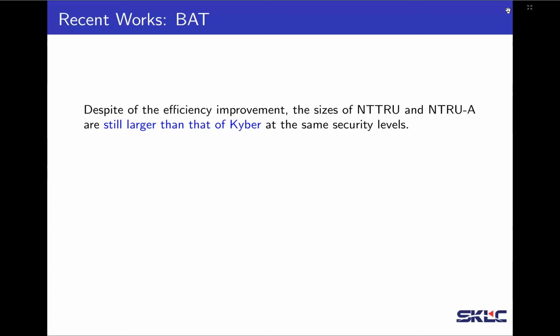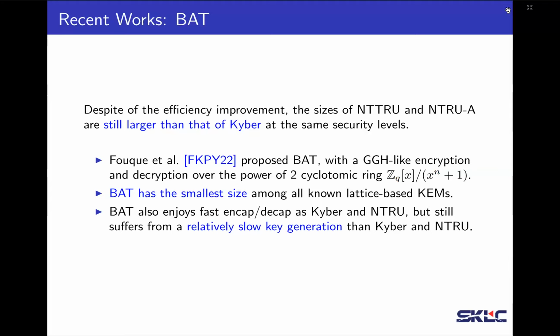Both have a proposal with a GHS-like encryption and decryption paradigm over the power of two cyclotomic rings. BAT has the smallest size among all known lattice-based schemes. It also enjoys fast encapsulation and decapsulation like Kyber and NTRU, but still suffers from relatively slow key generation compared to Kyber and NTRU.